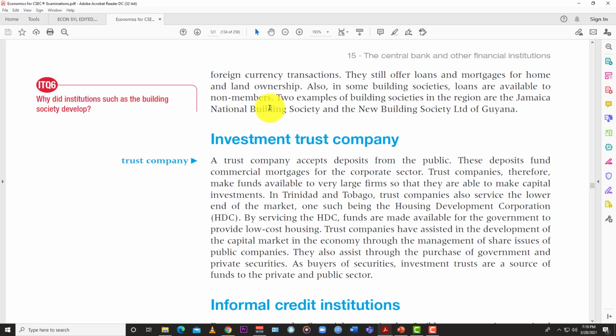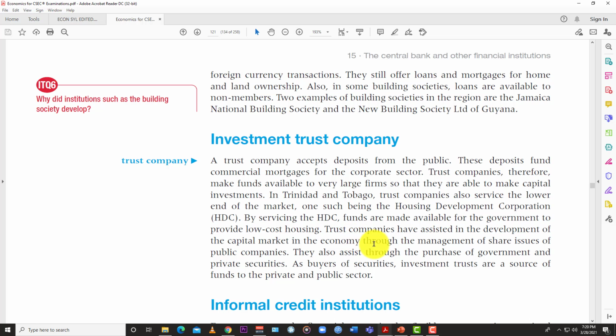Then you have investment trust companies, kind of similar to the mutual fund in a sense. A trust company accepts deposits from the public. These deposits fund commercial mortgages for the corporate sector. Trust companies therefore make funds available to very large firms so that they are able to make capital investment. In Trinidad and Tobago, trust companies also service the lower end of the market, one such being the Housing Development Corporation, HDC. By servicing the HDC, funds are made available for the government to provide low-cost housing.